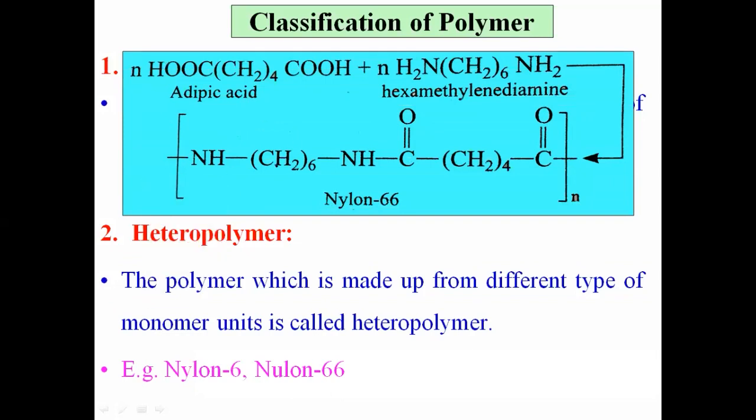Okay, this is nylon 6,6. This one is nylon 6,6. How is it synthesized? By using adipic acid and hexamethylene diamine. Means that two molecules undergo condensation. There are n number of adipic acid and n number of hexamethylene diamine molecules. Means there are two different monomers, and that polymer is synthesized by using different monomers. Then it is called a heteropolymer. Okay, this is an example of heteropolymer.